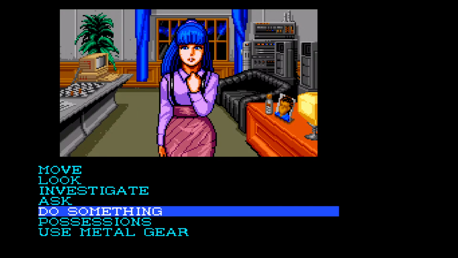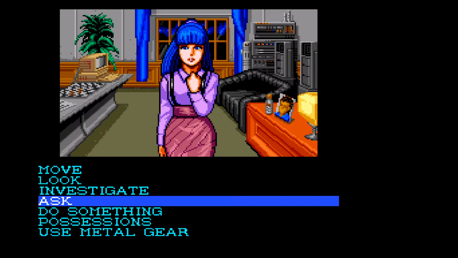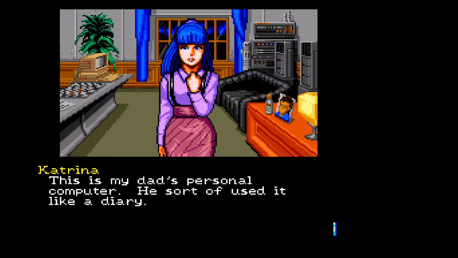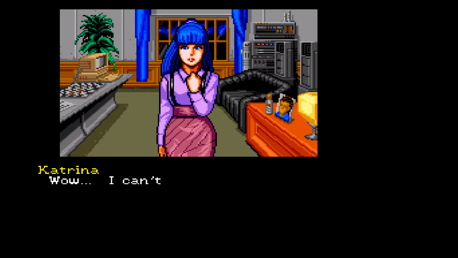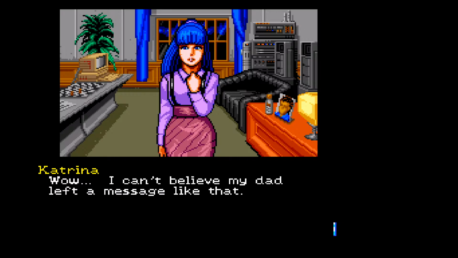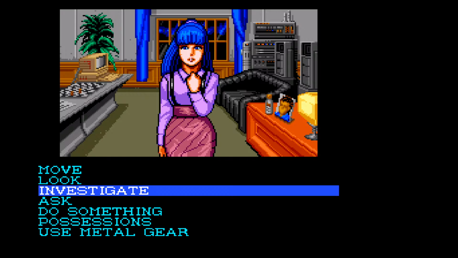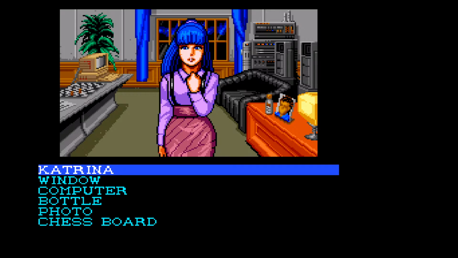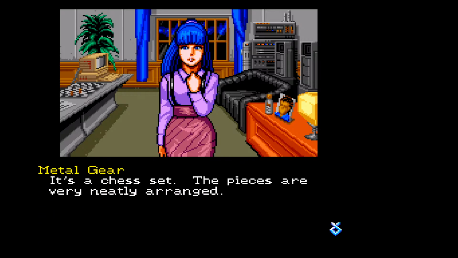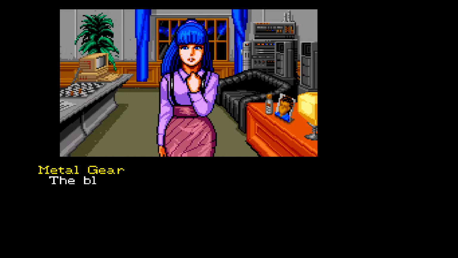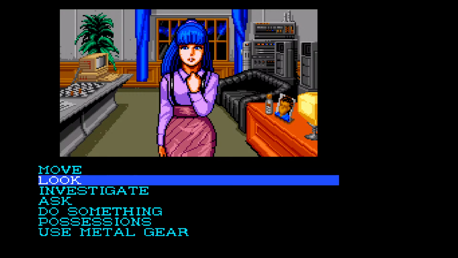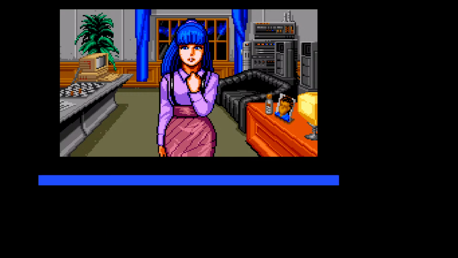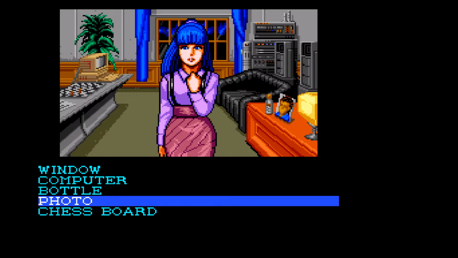Let's do something in regards to Katrina. Ask about the PC-68. This is my dad's personal computer. He sort of used it like a diary. Wow, I can't believe my dad left a message like that. Okay, look at the chessboard. Okay, I've looked at all those. Let's investigate.